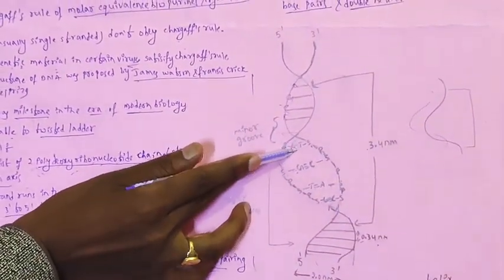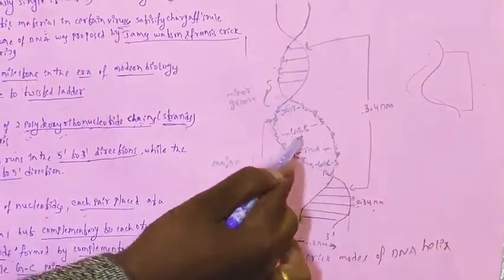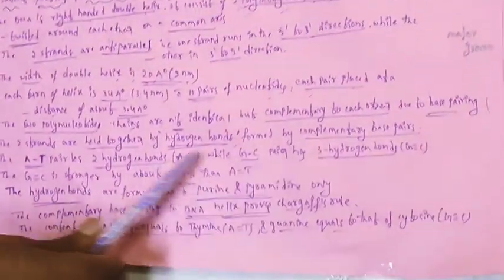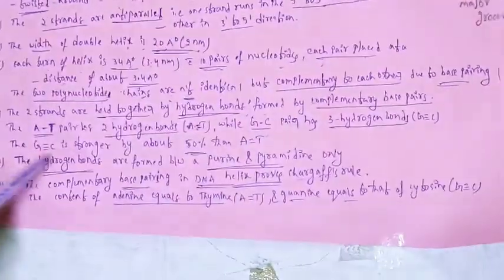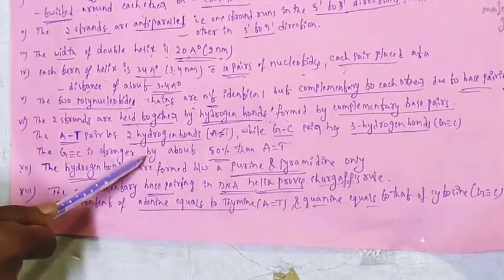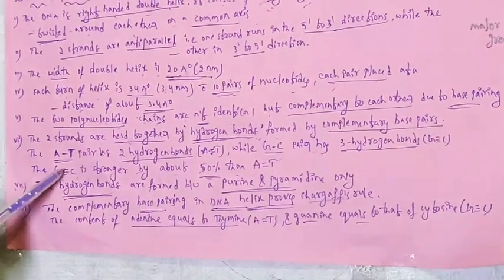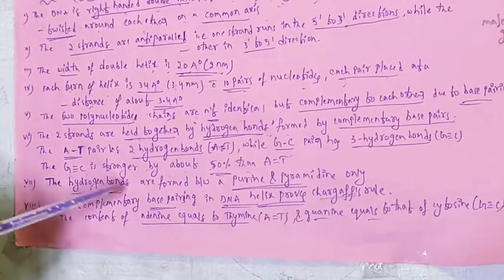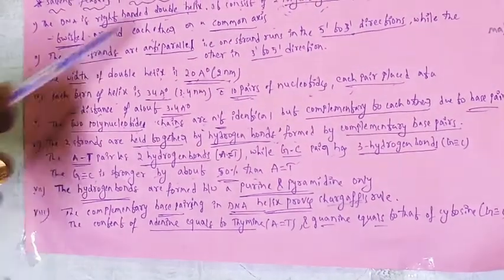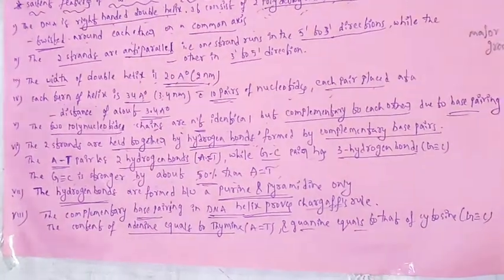Here A is connected with thymine by 2 hydrogen bonds, and guanine and cytosine are connected by 3 hydrogen bonds. That's why the GC pair has 3 hydrogen bonds, and GC is stronger by about 50% than AT. Because guanine and cytosine are connected with 3 hydrogen bonds, the pair is 50% stronger than the adenine and thymine pair, which has only 2 hydrogen bonds.